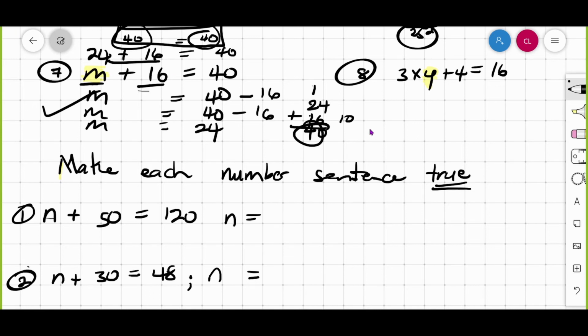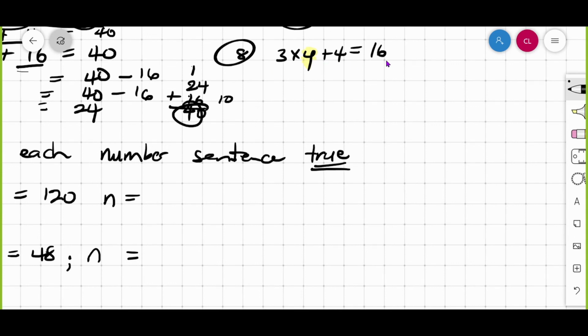Let's look at number 8. 3 times y plus 4 is equal to 16. What's up with this one? Solve this one. Let me see now. 12. Both of you have 12. Yes, sir. All right, let's see. Sir, I said 3 times 4 would be equal to 12. And then I add 4, you would get 16.